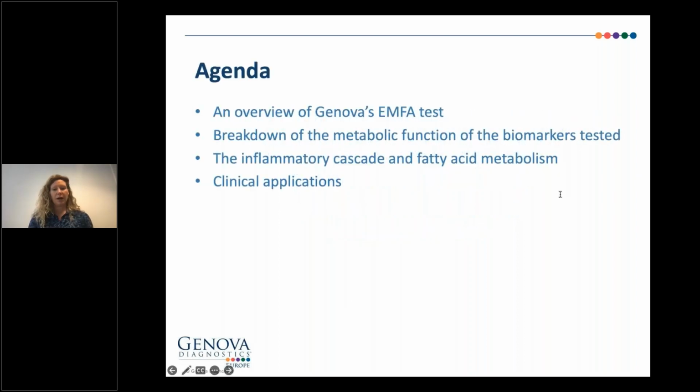So here is the outline of today's presentation. Initially I'm going to go over the outline of Genova's test and what we're actually measuring and how. And then I'll go through each of the biomarkers in the test so you can get a comprehensive overview of what the test measures and why. And then I will move on to the inflammatory cascade and fatty acid metabolism, as well as the clinical applications.